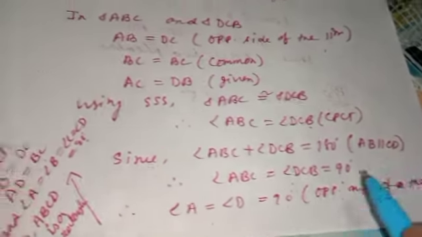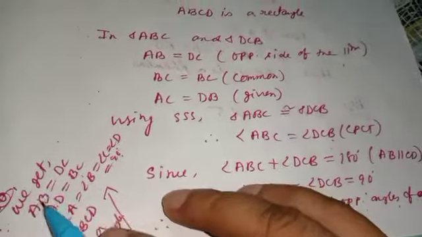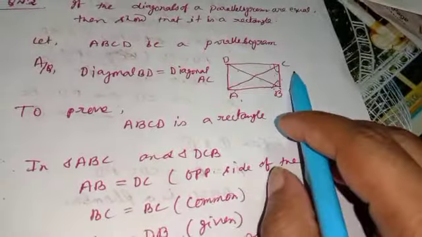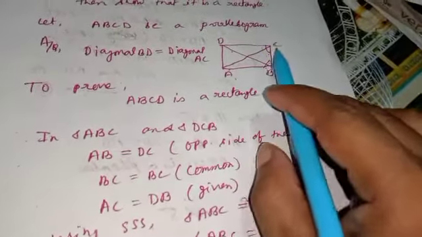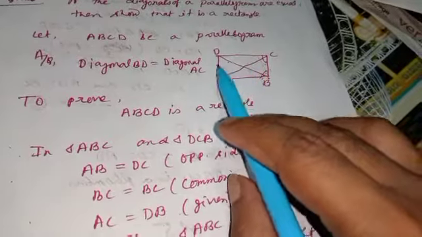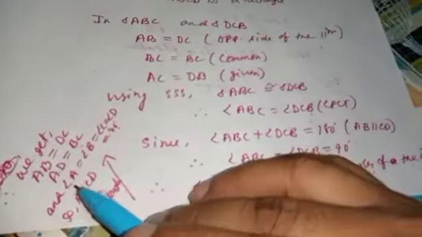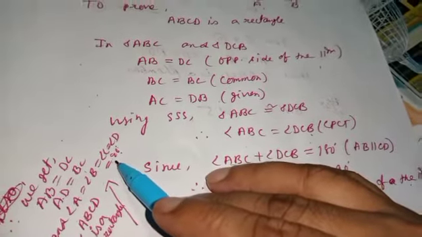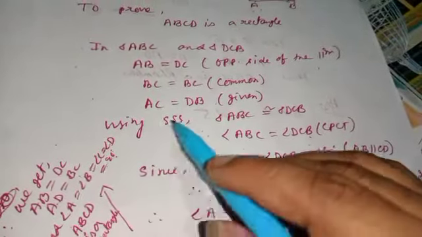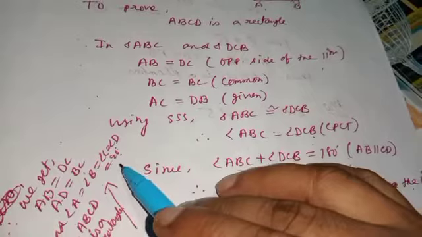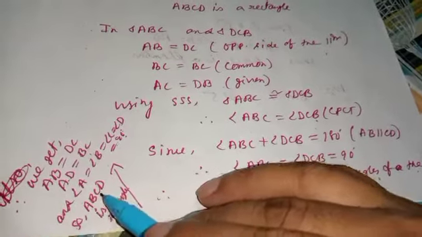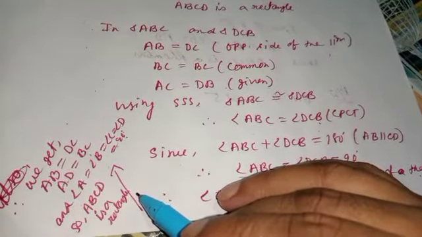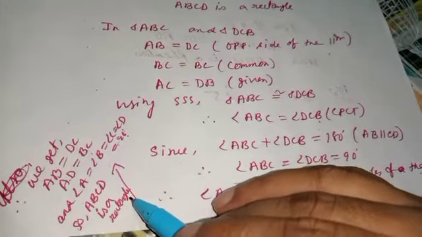So now we get AB is equal to DC, meaning opposite sides are equal. AB is equal to DC and AD is equal to BC. Why? It is given in the question that ABCD is a parallelogram. And also we have proved that angle A is equal to B is equal to C is equal to D is equal to 90 degrees. That means opposite sides are equal and the measure of each angle is 90 degrees. So we can say that ABCD is a rectangle. This is rectangle.